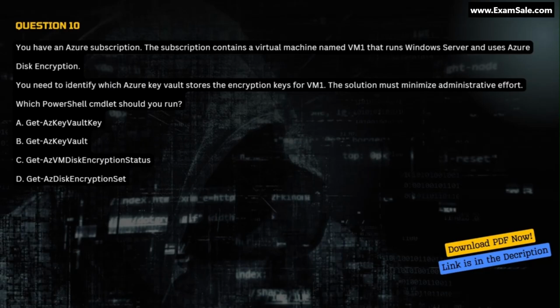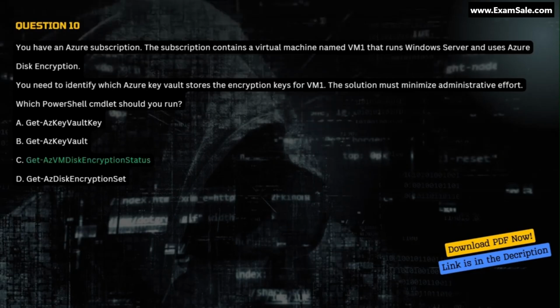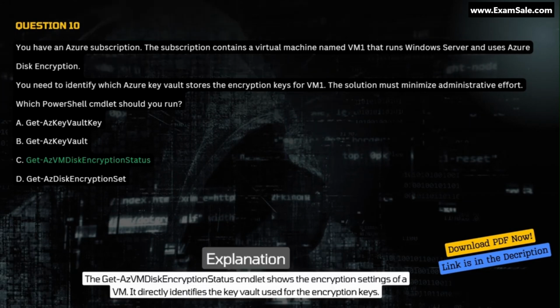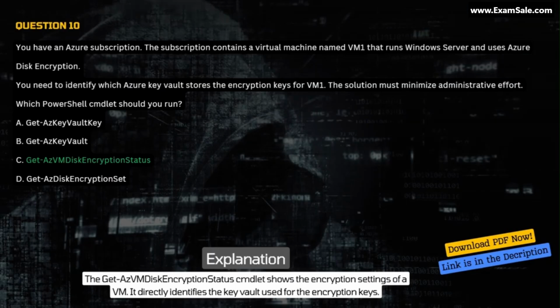A. Get-AzKeyVaultKey. B. Get-AzKeyVault. C. Get-AzVmDiskEncryptionStatus. D. Get-AzDiskEncryptionSet. Correct answer C. Get-AzVmDiskEncryptionStatus. Explanation. The Get-AzVmDiskEncryptionStatus command shows the encryption settings of a VM. It directly identifies the key vault used for the encryption keys.